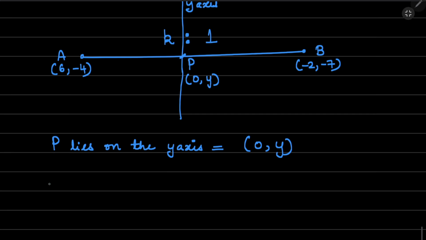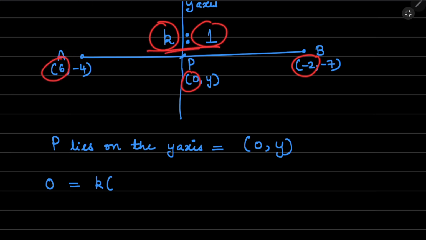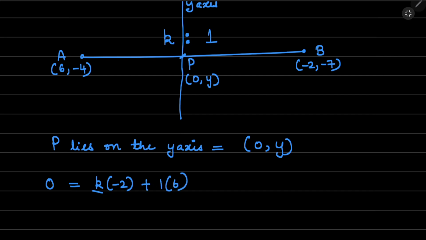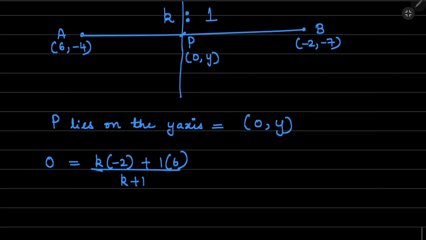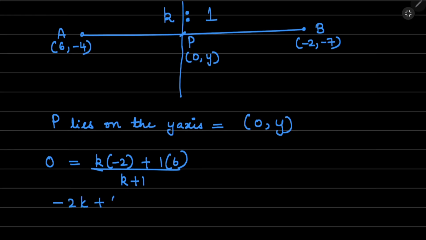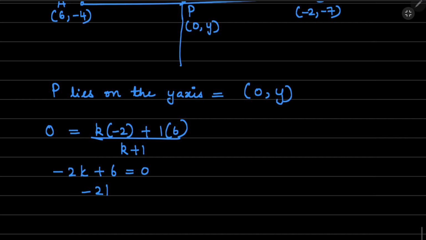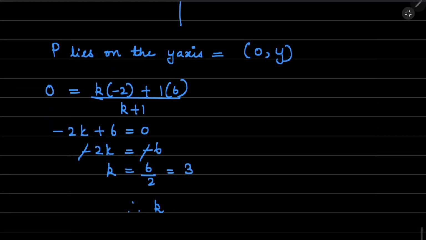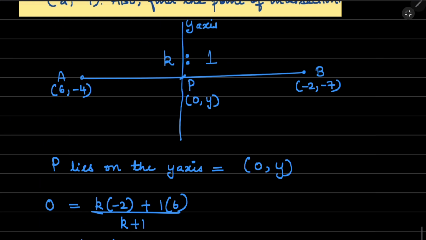Okay, so when it is dividing, using the section formula, what would you write? 0 is equal to k multiplied by minus 2 plus 1 multiplied by 6, divided by k plus 1, looking at the x coordinate. Cross multiplied, it becomes 0. So minus 2k plus 6 equal to 0, minus 2k equal to minus 6, k is equal to 6 by 2, which is 3. Therefore, k is 3 and the required ratio would be 3 is to 1.